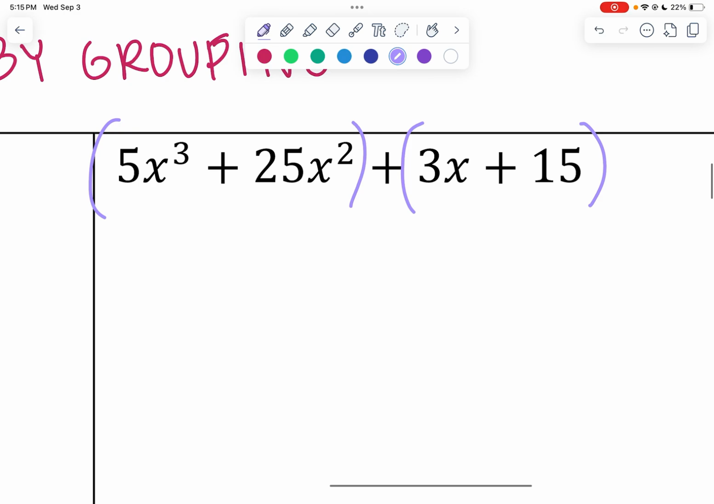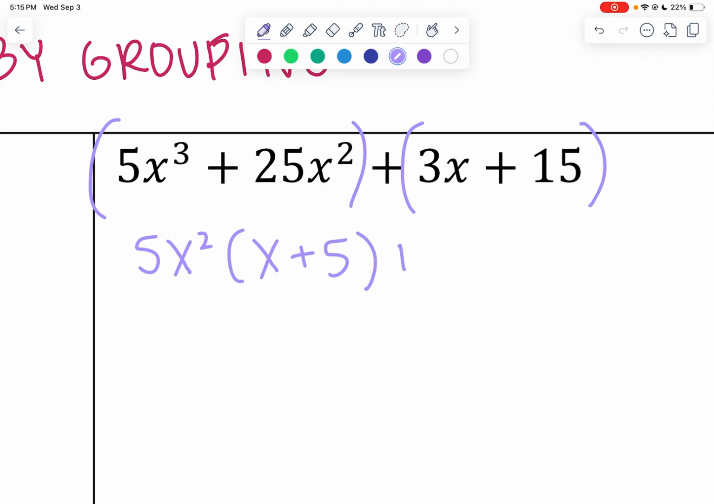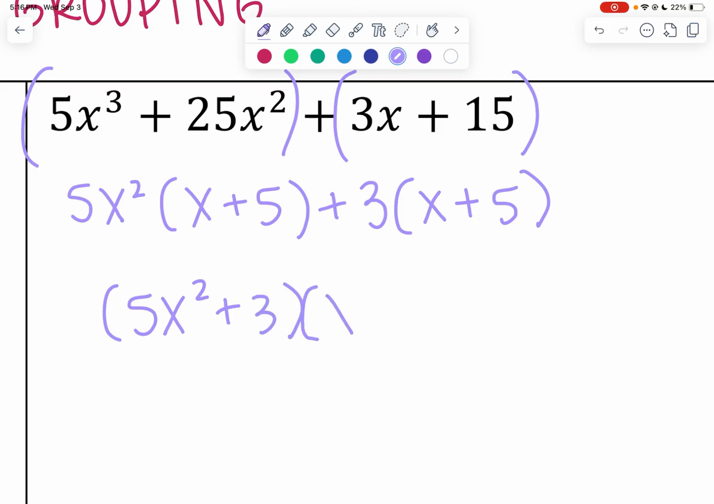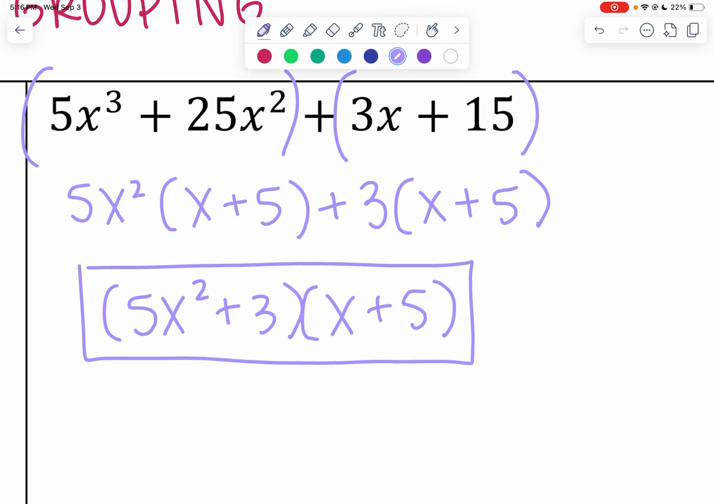What can you factor out of the first half? If you have 5x cubed plus 25x squared, I can factor out 5x squared. And that leaves you with x plus 5. And out of the second half, 3 and 15 have a 3 in common. If I factor that out, I'm left with x plus 5. So one of my factors is 5x squared plus 3, trying to line up those leading coefficients, and my other factor is x plus 5. This isn't a difference of squares, so I'm done. That's it.